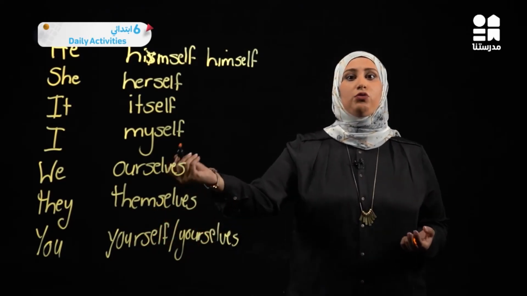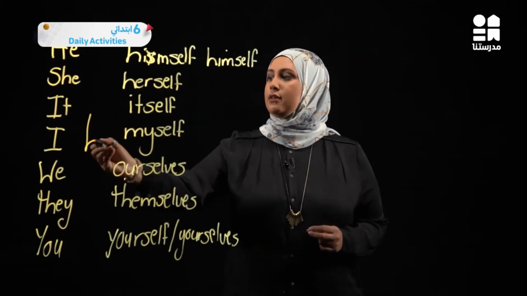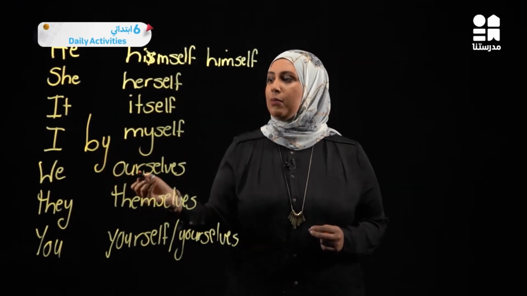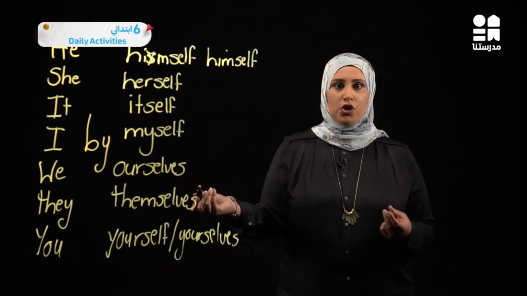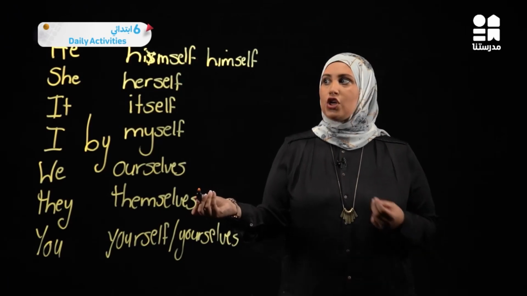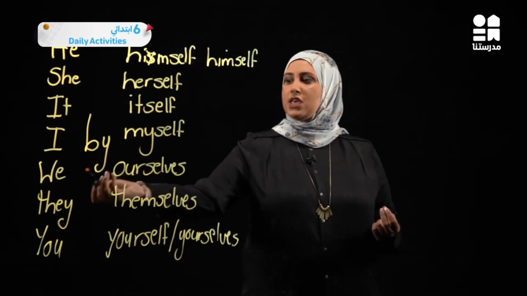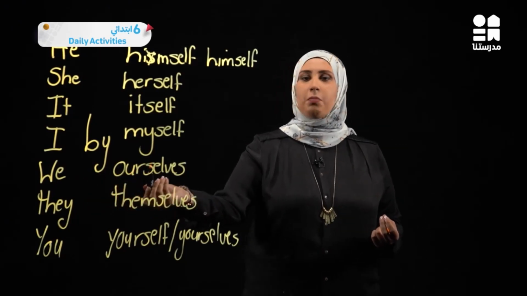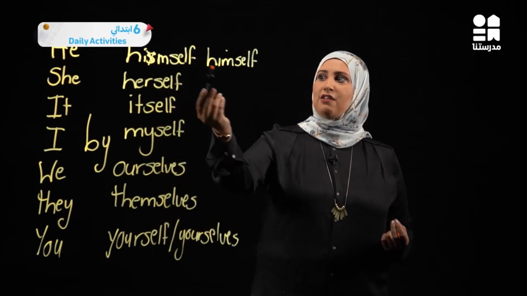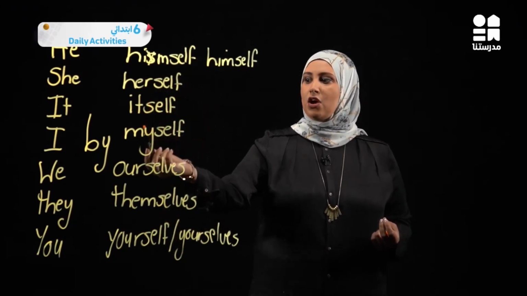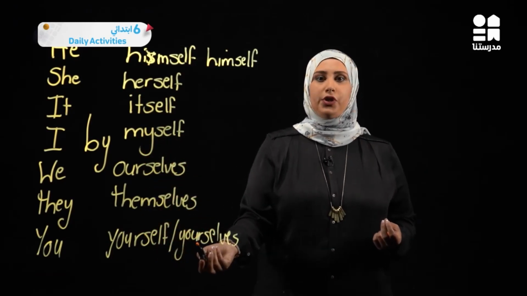Okay? Now how do I do that? I have to put by before it. بحط قبلها by. So what do I say? I say he ironed a shirt by himself. She ironed a shirt by herself. We ironed shirts by ourselves. So ضمائر التوكيد himself, herself, itself, myself, ourselves, themselves, and yourself or yourselves.